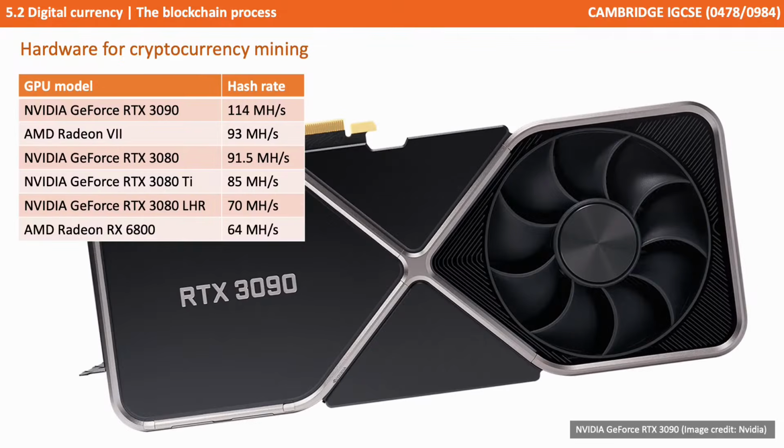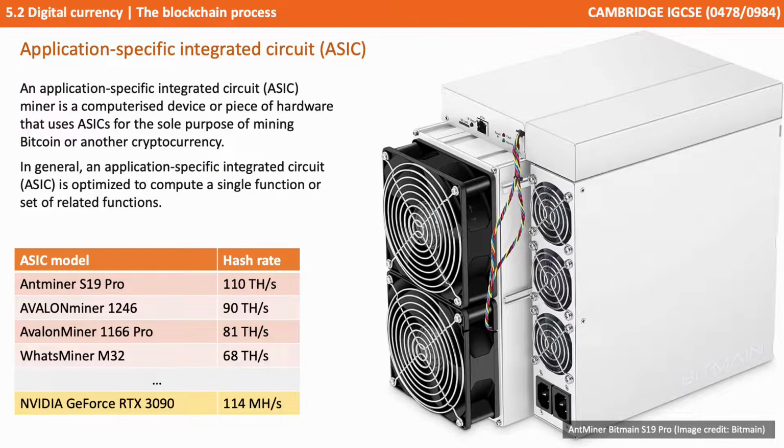Graphical processing units are ideally suited to carry out these sorts of repeated mathematical calculations, and indeed many hobbyist miners use graphics cards for Bitcoin mining. We can see here some of the most popular and powerful graphics cards at the time of making this video, and they produce a hash rate of over 100 million hashes per second. However, people have gone much further.